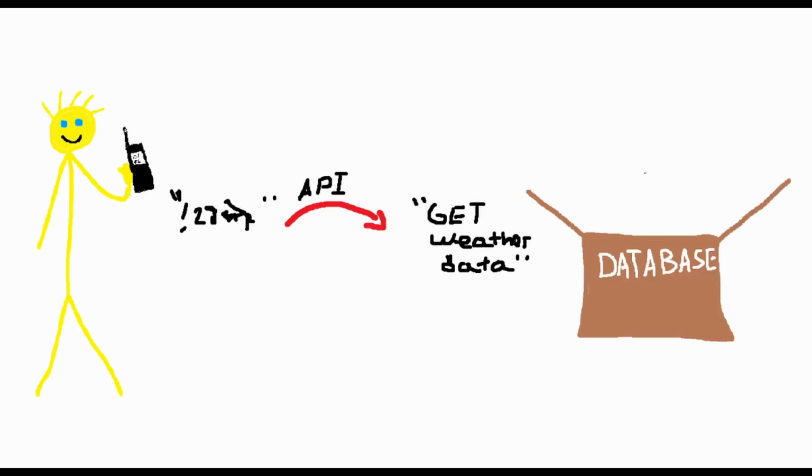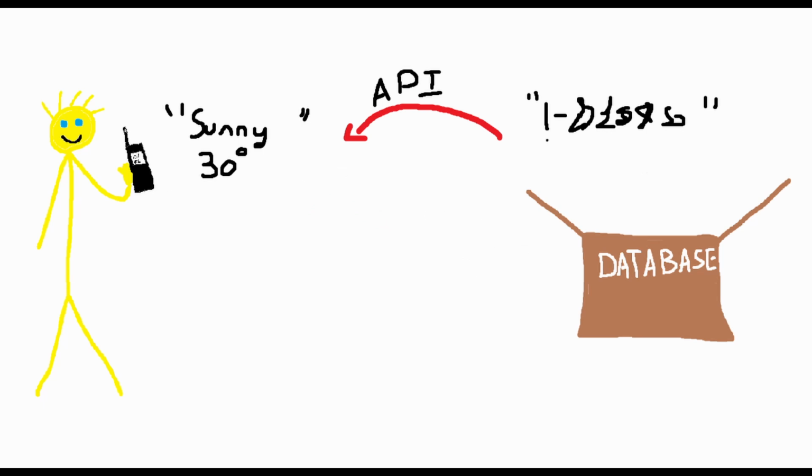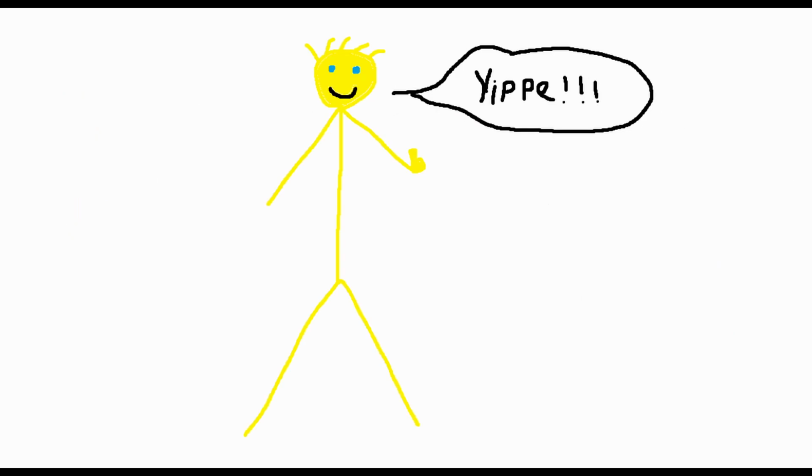It takes Ray's request, translates it into a language that the database understands, and then asks the database for the information. Once the database gives the information, the API translates it back into Ray's language and delivers it. And just like that, Ray has the latest weather update.